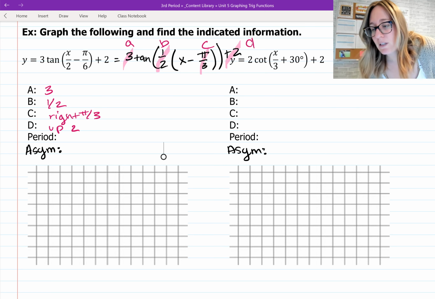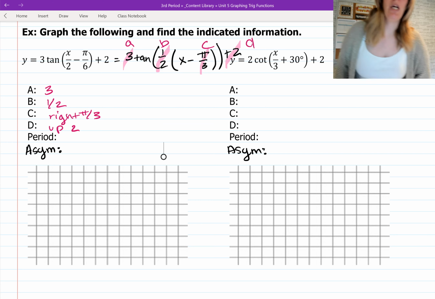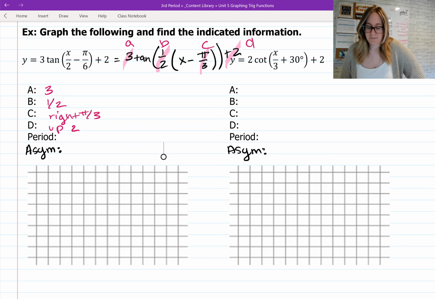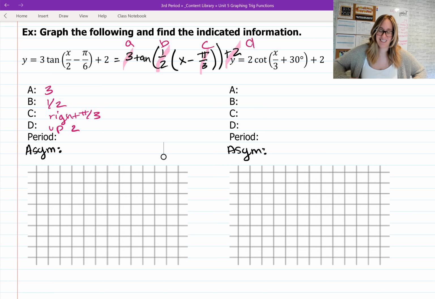Okay, so let me move a little closer to the screen. Ow. Okay, this chair is really uncomfortable.